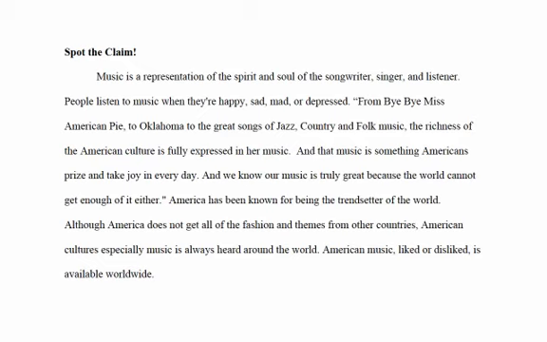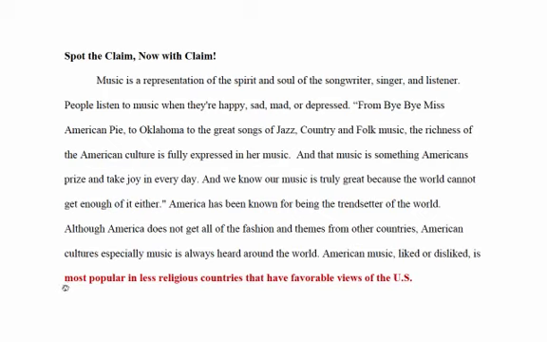Now let me show you an example of how, with just a couple extra words, this claim could become much stronger, much more argumentative. All I did was add this last line. Now, instead of just saying American music can be found all over the world, it's an argument. Is most popular in less religious countries that have favorable views of the U.S. Now, I still might say, well, that isn't that controversial or complicated, but it's still a lot better. There's more of a position here. There's more controversy here. Less religious countries. What does that mean? Favorable views of the U.S., who does that include?